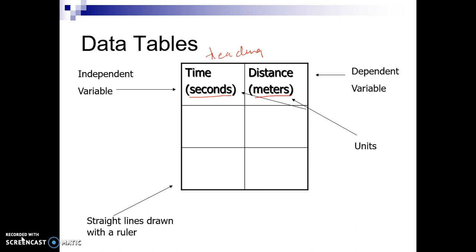Another thing is, when you're writing the variables, don't forget to write down the units. Here the unit for time is seconds and the unit for distance is meters. Here is a neat data table. You can use a ruler to make straight lines, and that way the data table is going to look more neat.